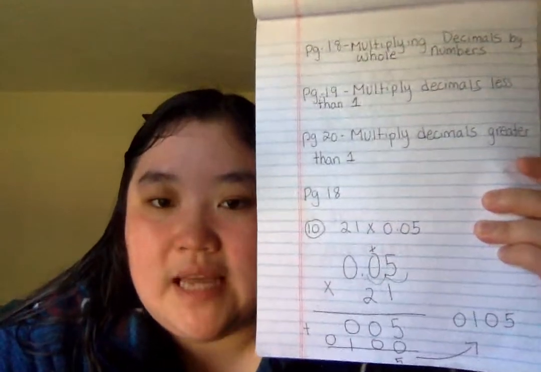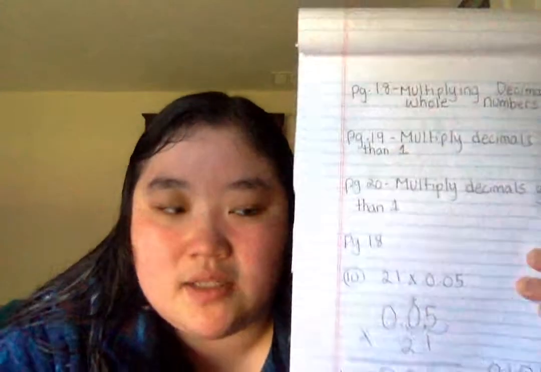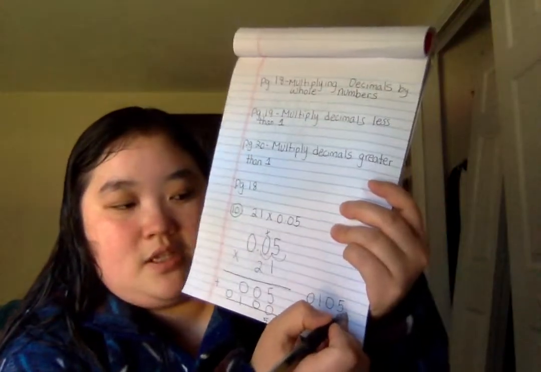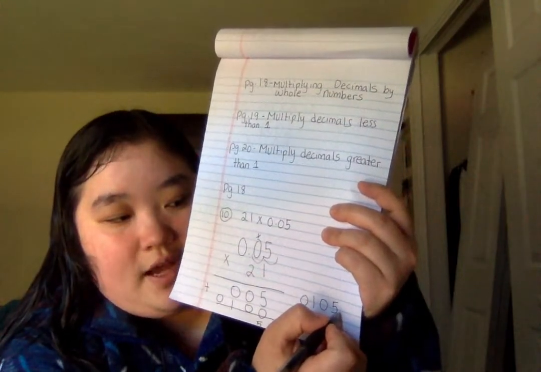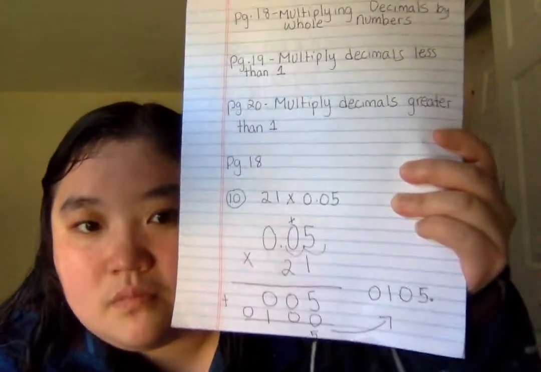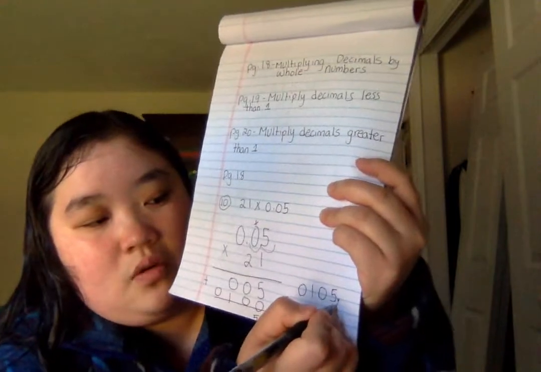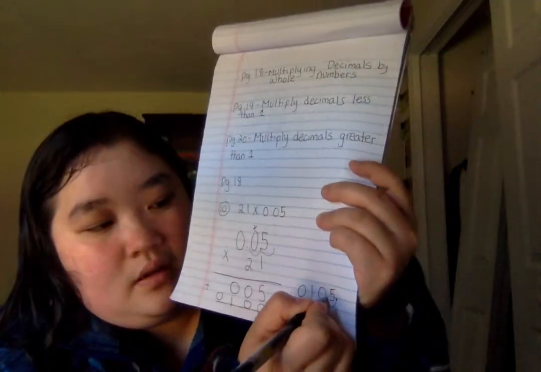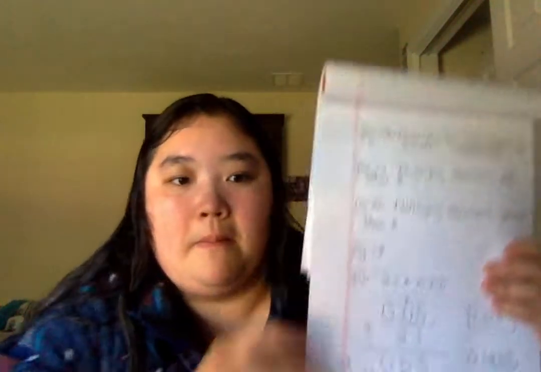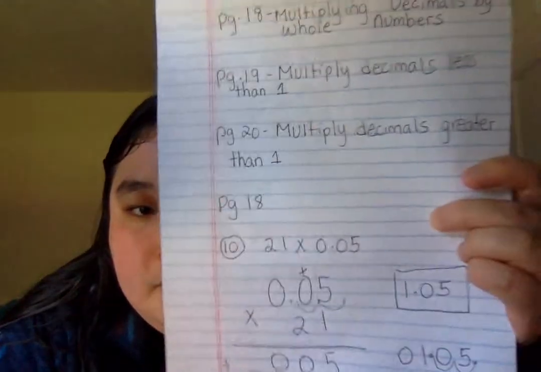So I'm going to do the exact same thing in my answer. So here's my answer. I'm going to start my decimal point right at this 5. And I'm going to move 2 hops. 1, 2. So my answer is going to be 1.05 for number 10. And I box my answer.